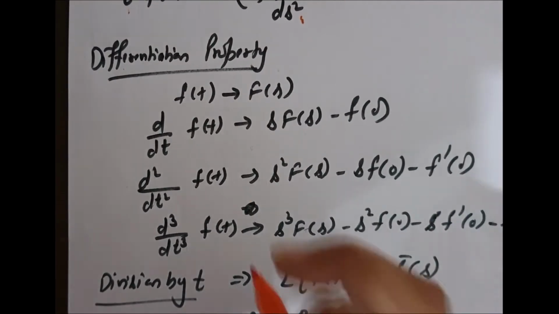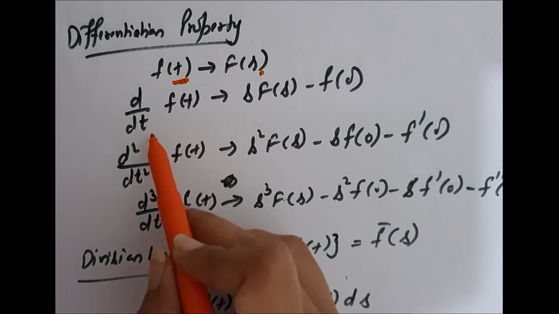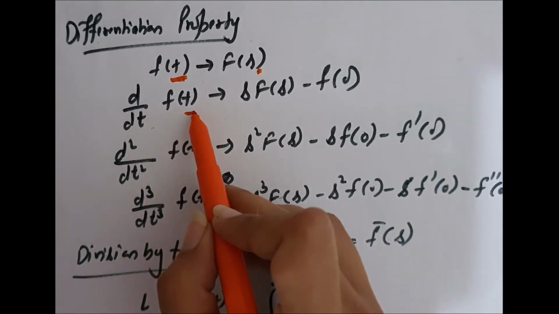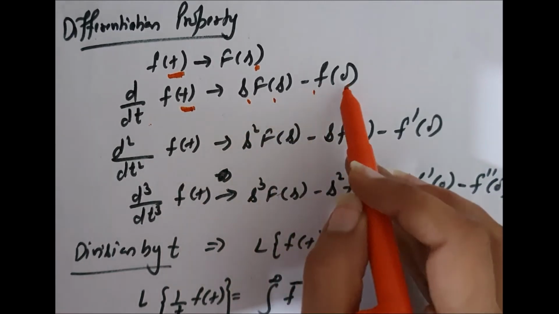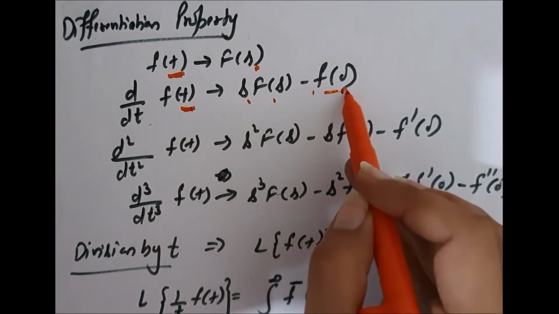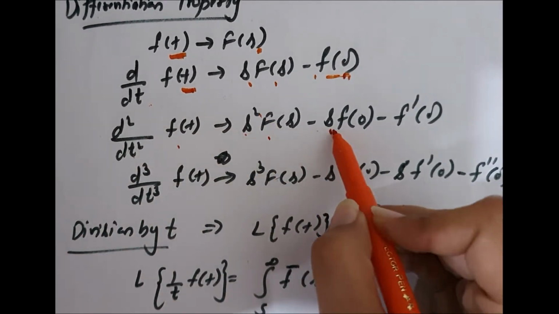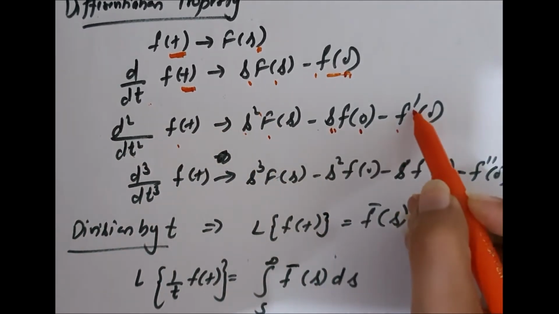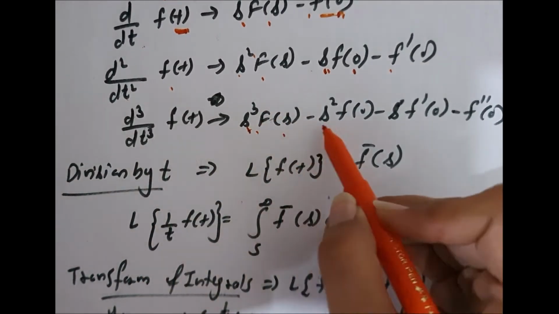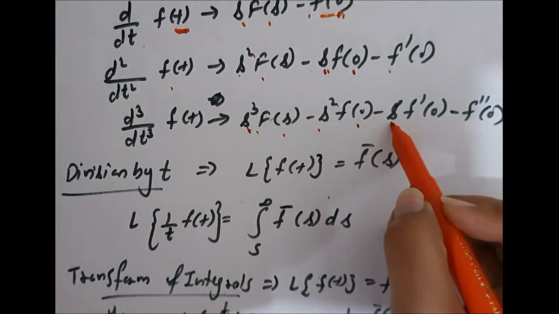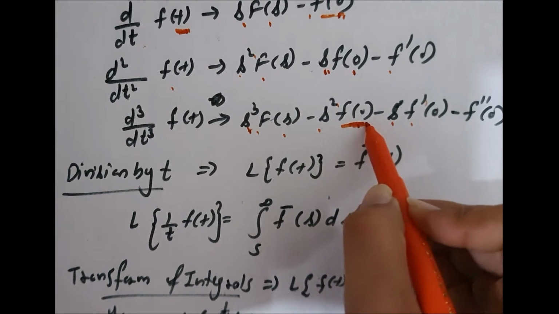Now fourth property, that is differentiation property. Laplace transform of f(t) is F(s). Then if we differentiate a function in time domain, then its Laplace transform will be s F(s) minus f(0). This is initial condition. If we double differentiate it, then s square F(s) minus s f(0) minus f dash (0). Like this triple differentiation, s cube F(s) minus s square f(0) minus s f dash (0) minus f double dash (0). f(0) is initial condition.